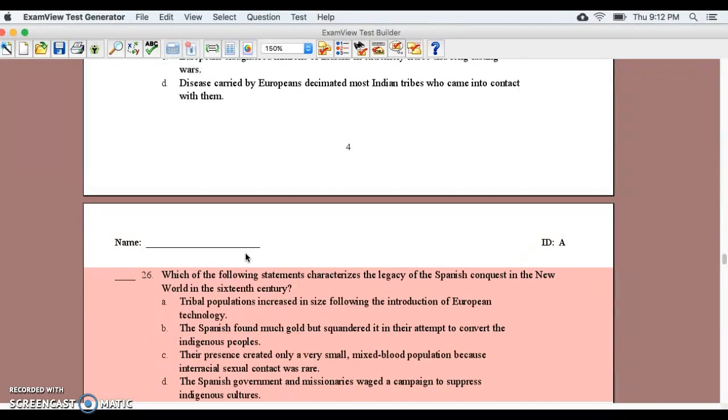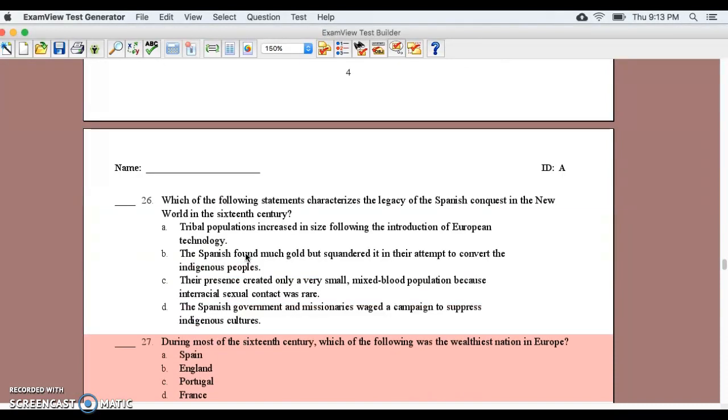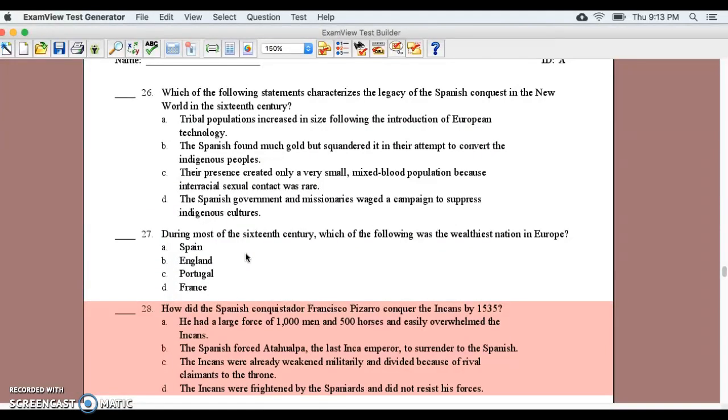Which of the following statements characterizes the legacy of the Spanish conquest in the New World in the 16th century? Legacy of the Spanish conquest, okay? Very important, right? Spanish conquest is a cause. Legacy is the effect. So towards the end of chapter 1, they talk about that one. Most of the 16th century, which of the following was the wealthiest nation in Europe? Yeah, that's an easy, straightforward one. You can easily look that up, and whichever period gets that question, you're welcome.